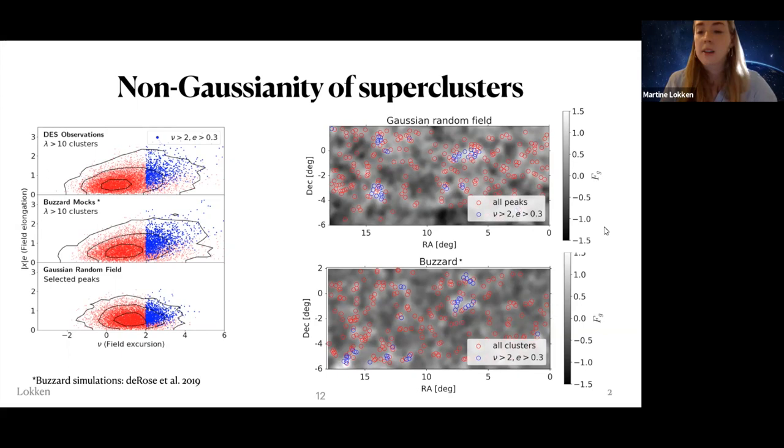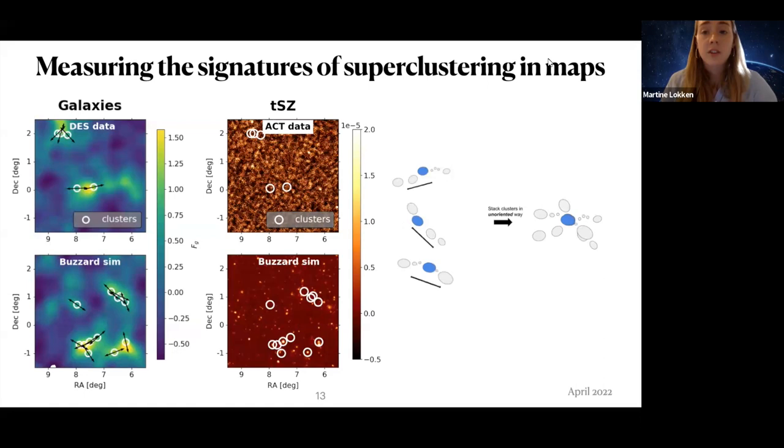I'll come back to in a moment how we can then use this knowledge and these thresholds to measure how non-Gaussian our ultimate signal is when we look at the signals from superclustering. So how can we actually measure the signatures of superclustering in maps? I've talked a lot about the galaxy data and how we can get the orientation and certain properties and identify regions of strong superclustering. And once we have those regions, we can then apply that to basically any map that we want to do oriented stacking.